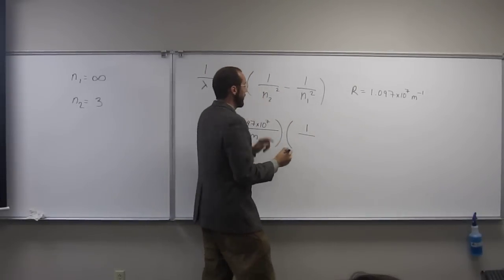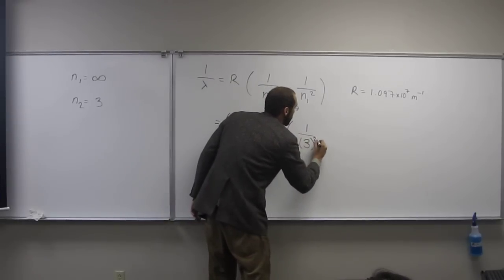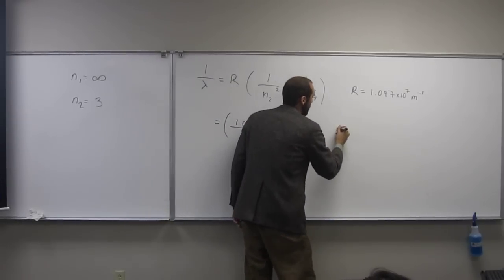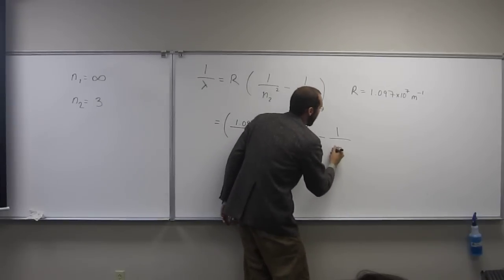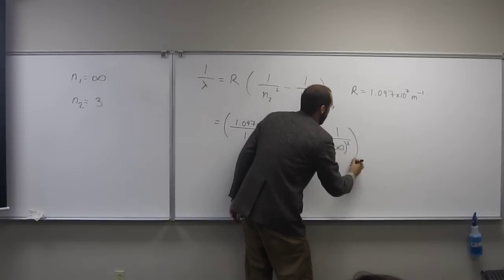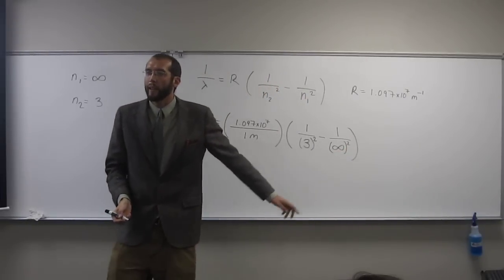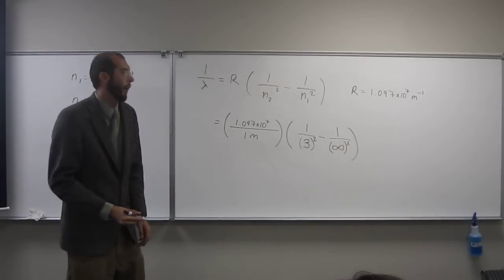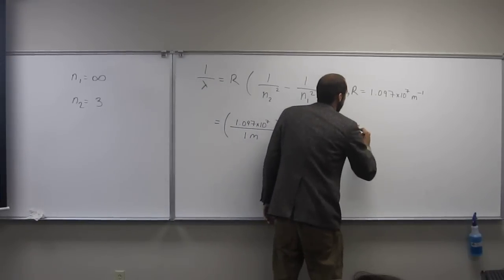So n2, 3, squared. Again, this is what we were talking about before we turned the camera on. This is infinity. Of course, it doesn't really make sense to say 1 over infinity squared, but if we think about our calculus, this limit goes to 0.